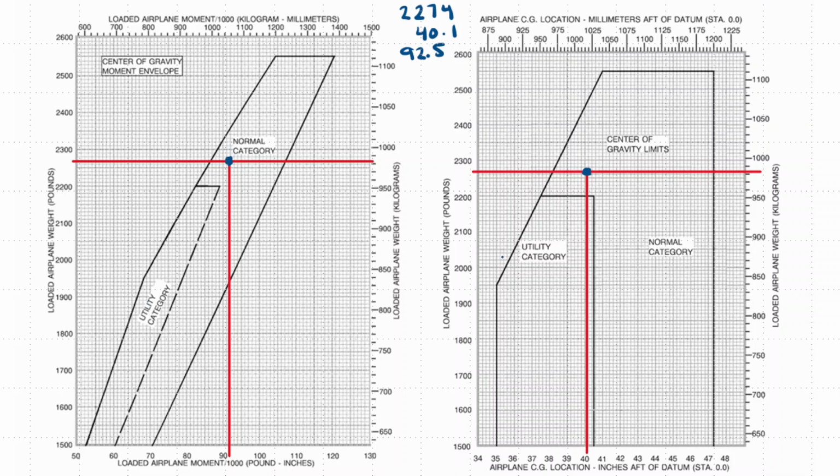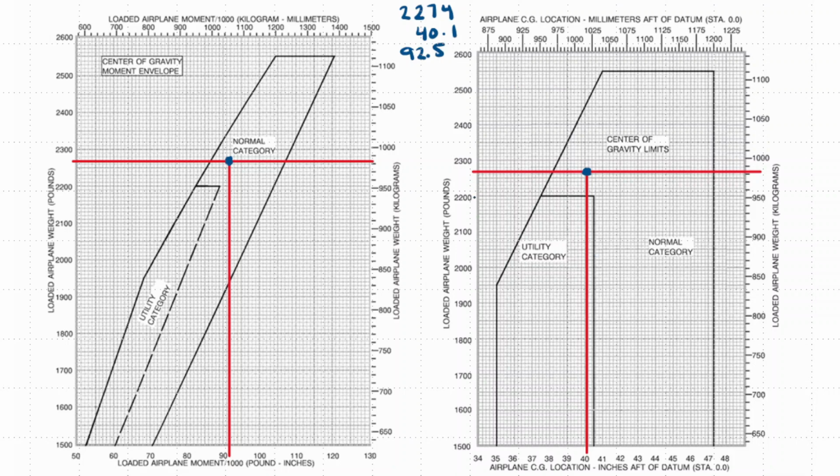Now, if we use this example here, also taken from the weight and balance section of the POH, this uses the loaded airplane weight again, but this time it uses the airplane CFG location. So that's why I calculated the arm. Sorry, did not mean to draw that blue line there. But that's why I calculated the arm, because now you can use this one too if you wanted to.